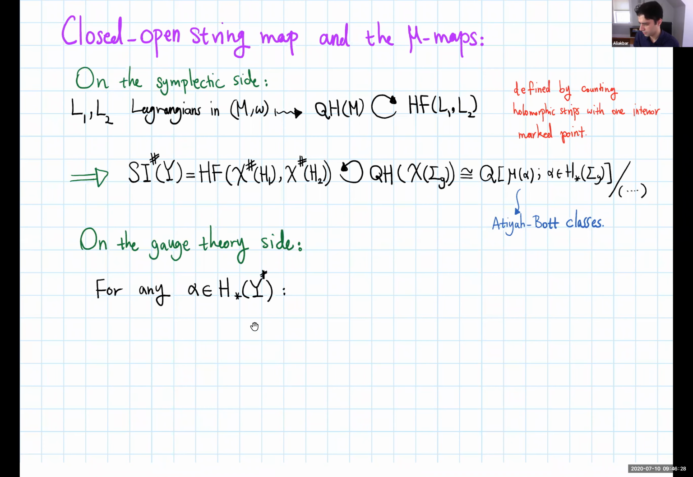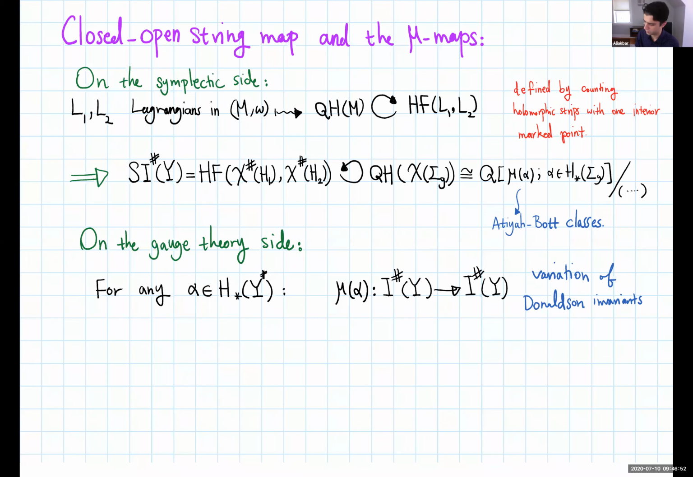So this is the symplectic side, and the gauge theory side. For any element of the homology of your three manifold, you get a homomorphism from the framed Floer homology of Y to the framed Floer homology of Y, which I'm going to also denote by mu of alpha again. And these are some variations of Donaldson invariants. So Donaldson invariants are basically polynomials on the homology of your four manifold. Once you pick some element of the homology of your four manifold, you can get a four manifold invariant in the case of closed four manifolds. By variation of Donaldson's construction, in the case that your four manifold is Y times R, you get these homomorphisms.